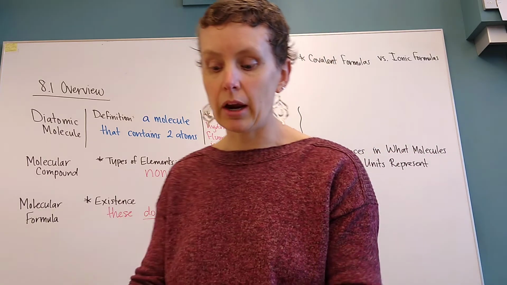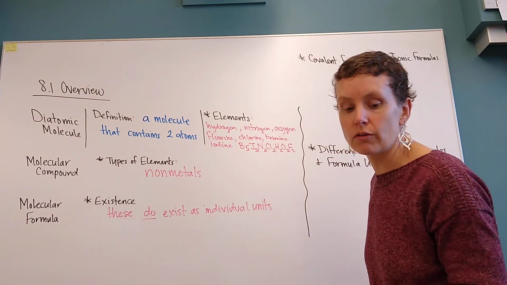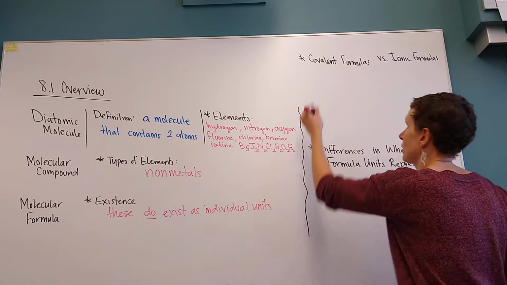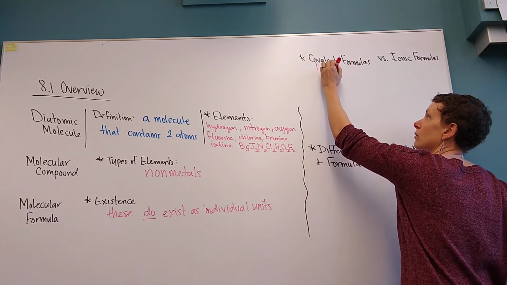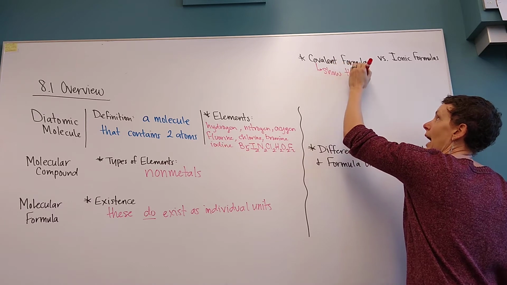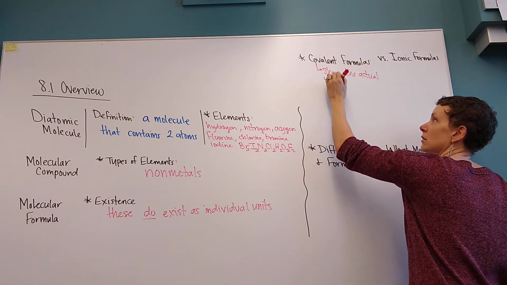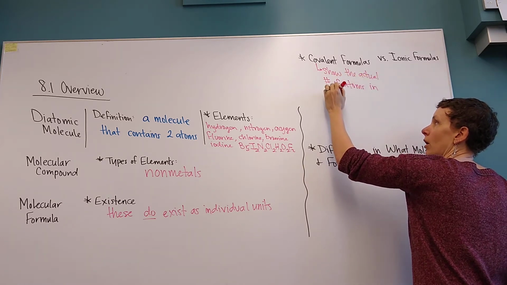Okay, moving on. Molecular formula shows how many atoms of each element a substance contains. Okay, and we're going to just compare covalent formulas and molecular formulas for a second. So covalent formulas show the actual number of atoms in a molecule, okay?